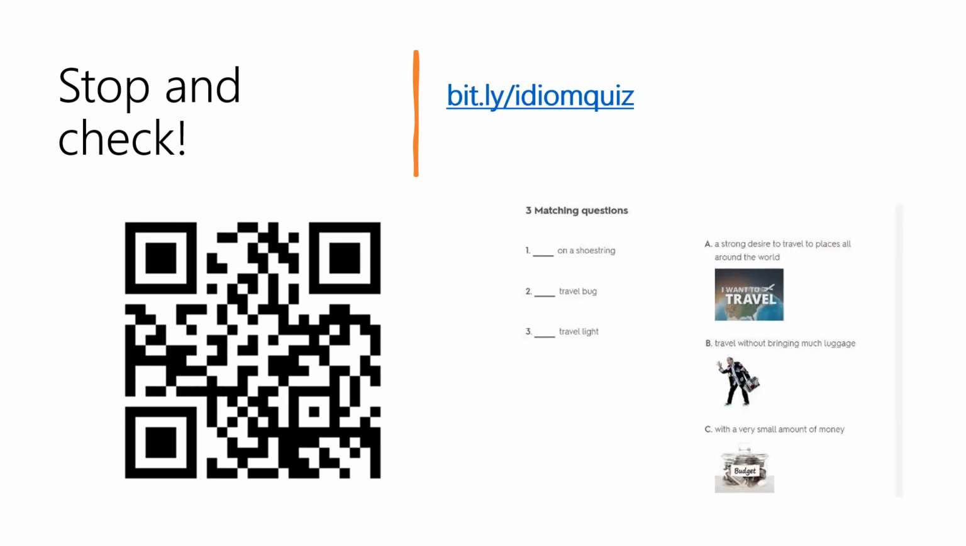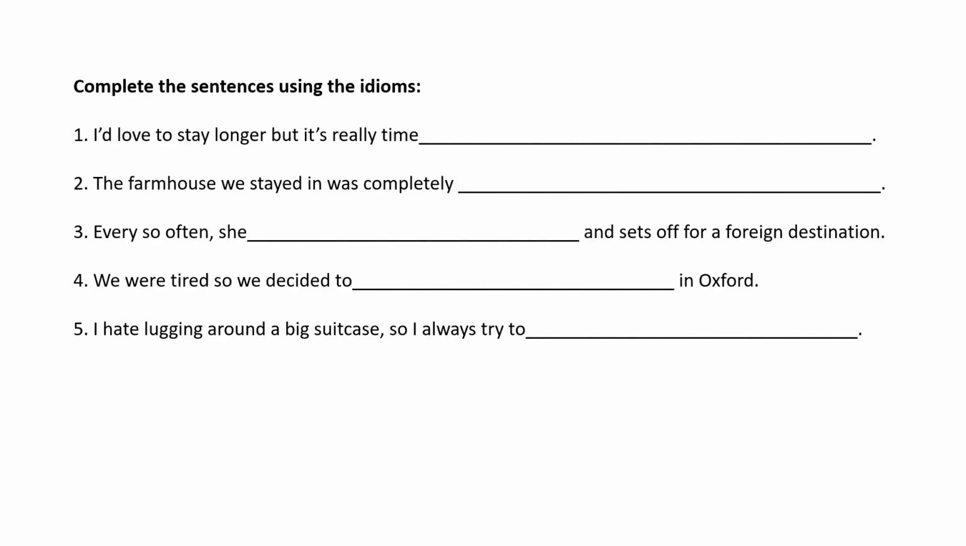Our next activity is a short quiz about idioms. You will pause this video lesson, type the link bit.ly idiom quiz, or you can scan the QR code. So check whether you understand all the idioms that we have learned today. In our next activity, I would like you to pause this video lesson and complete these sentences using the idioms that we have learned today.